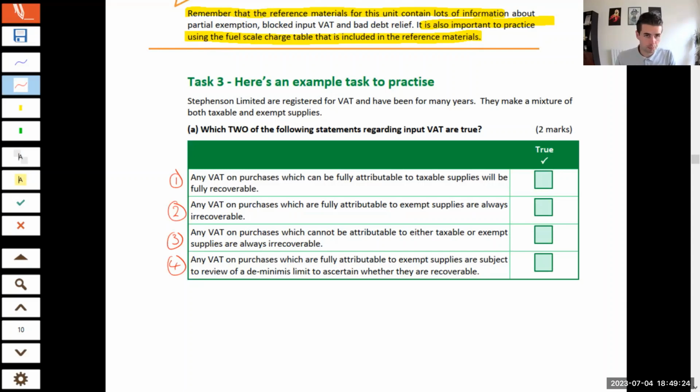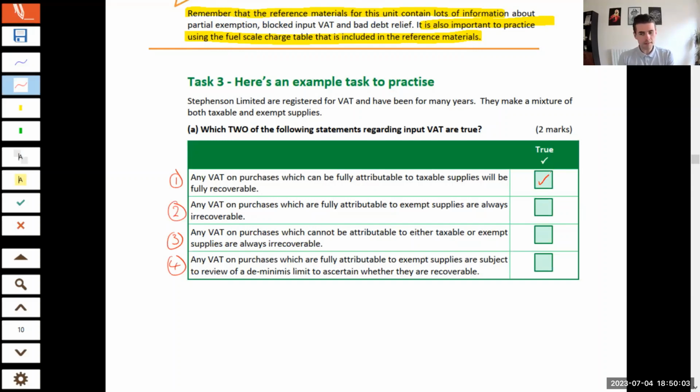So let's have a look at the number one. Any VAT on purchases which can be fully attributable will be fully recoverable. Well, yeah, it will, because if it's taxable supplies, we can recover the tax. That statement just rings true, doesn't it? That, if anything, is input tax at its most basic. The purchase is fully attributable, it's fully taxable, I can reclaim it. That's fine.